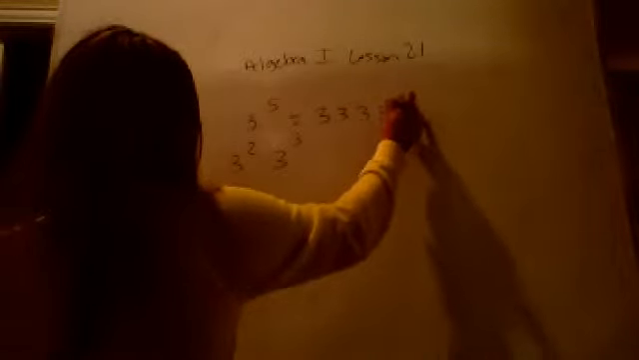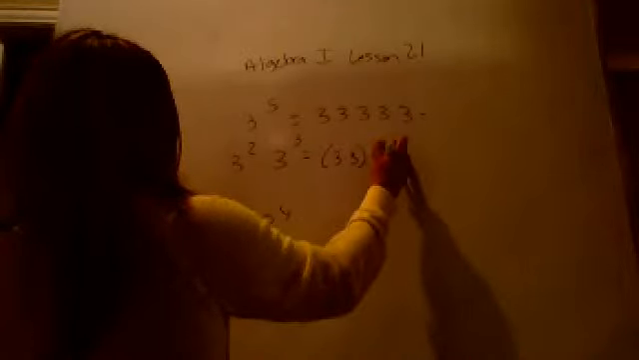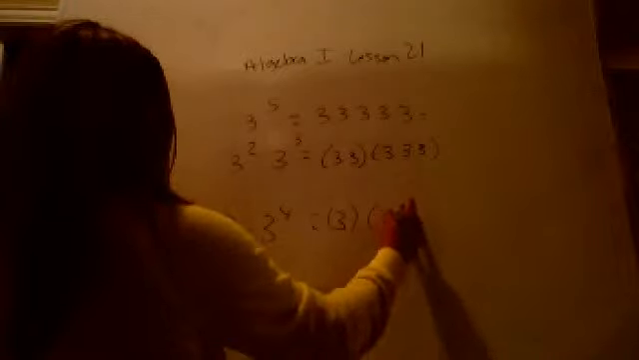Now, let's look at 3 to the 5th power. What does that mean? It means 3 times 3 times 3 times 3 times 3, yes? Okay, we know that 3 squared times 3 to the 3rd is 3 times 3 times 3 times 3 times 3. Yes? And we also know that 3 to the 5th means 3 times 3 times 3 times 3 times 3. Do you see that?